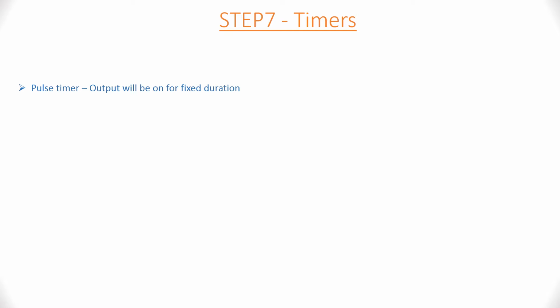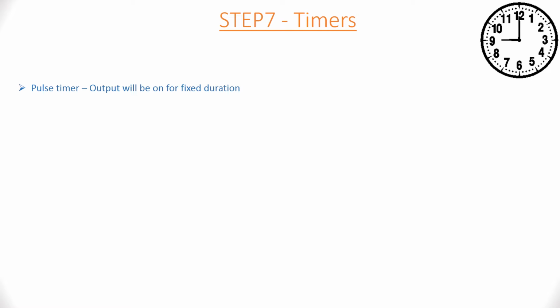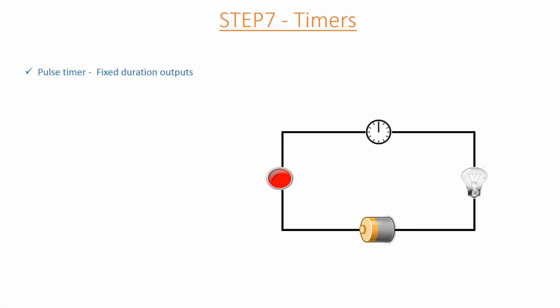Hi everyone, I'm going to explain you pulse timer in S7300. As you can see in the simple circuit diagram, when there is no input signal, the output lamp will be off. Whenever the input signal goes high, immediately the lamp will be turned on. The lamp will be turned on for the delay mentioned in the timer. After the program delay, the lamp turns off even if there is an input.